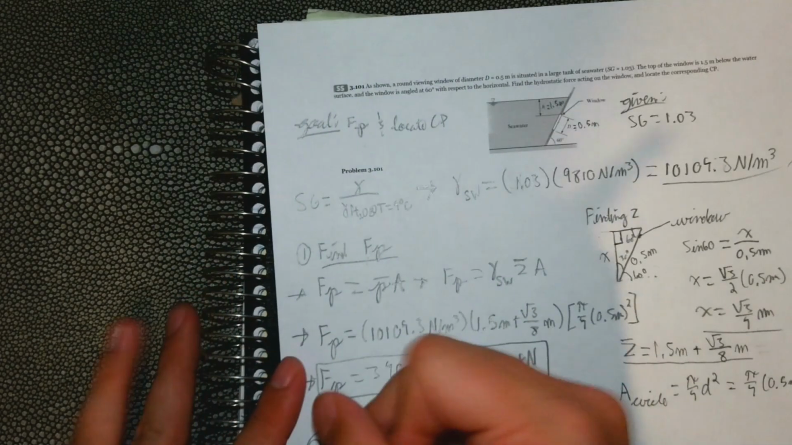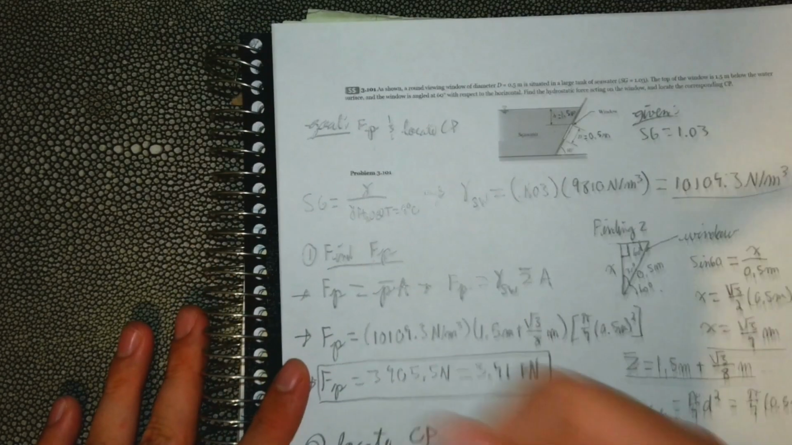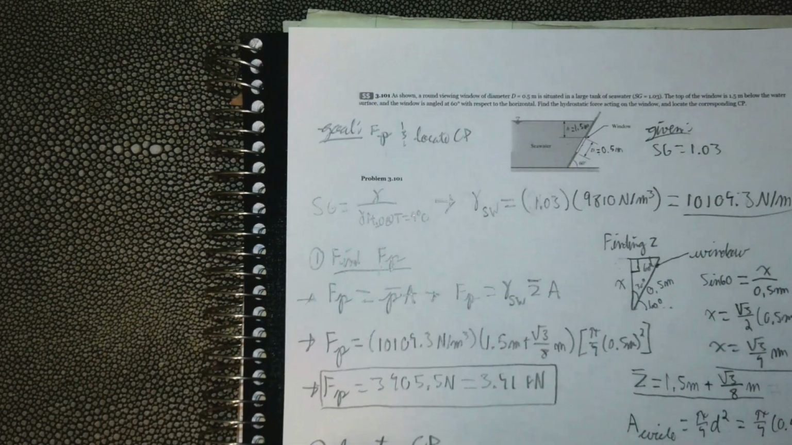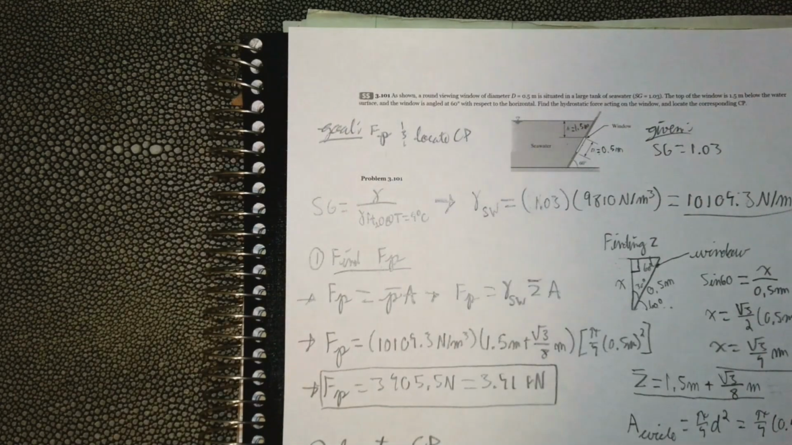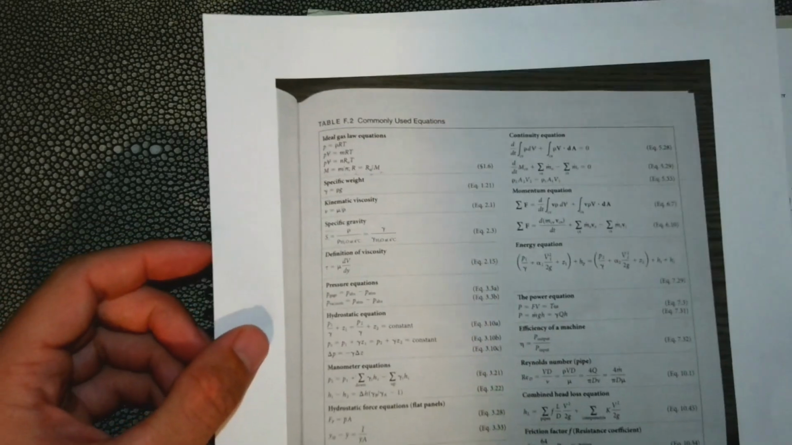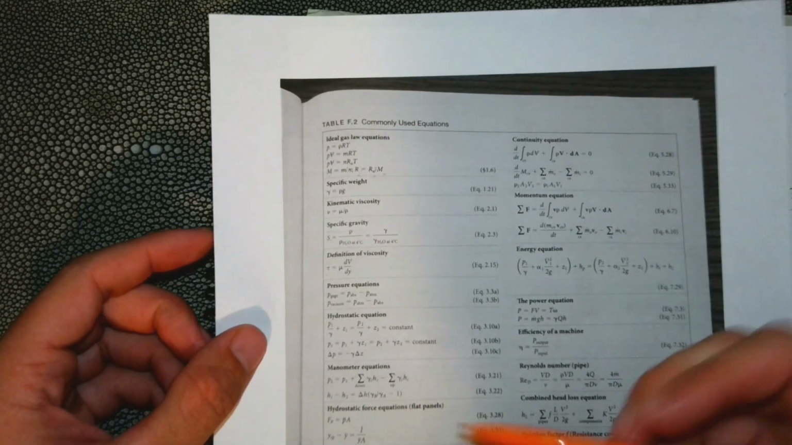To do that, we have to use this formula. I'll show you guys in the textbook. One second. F.2, useful table.